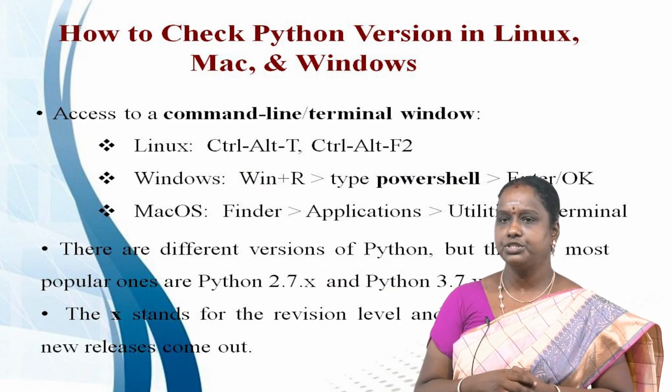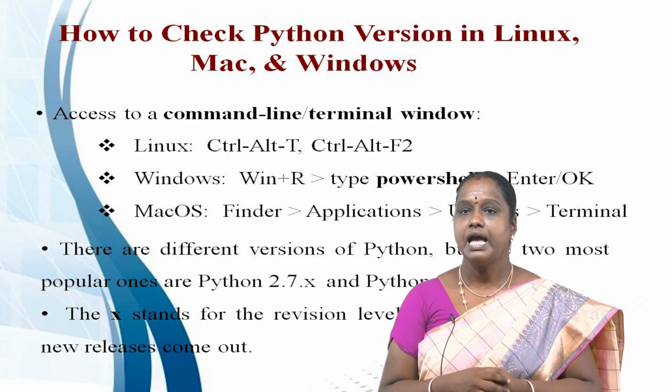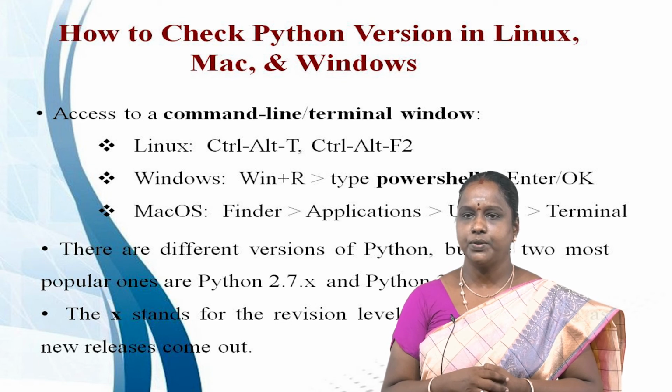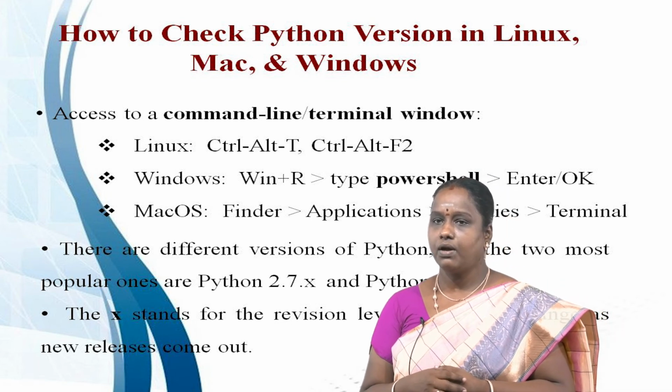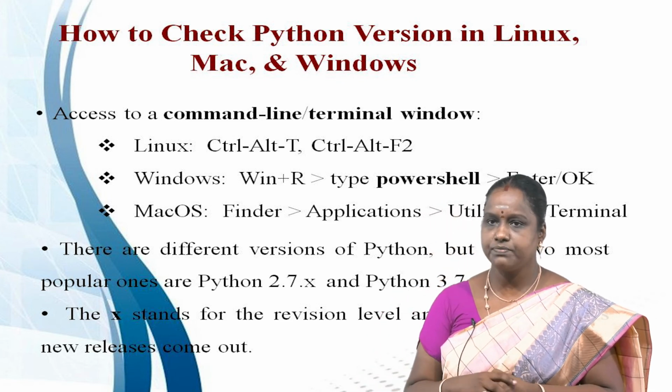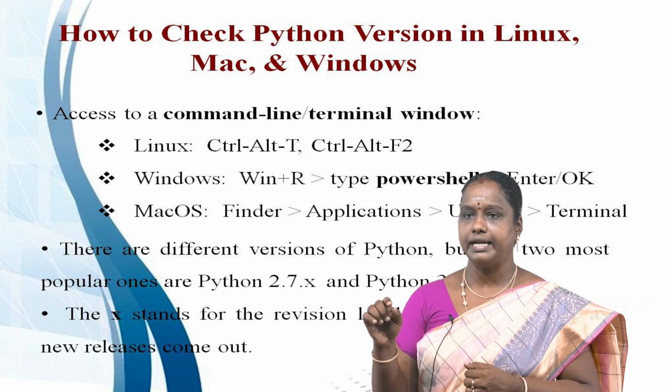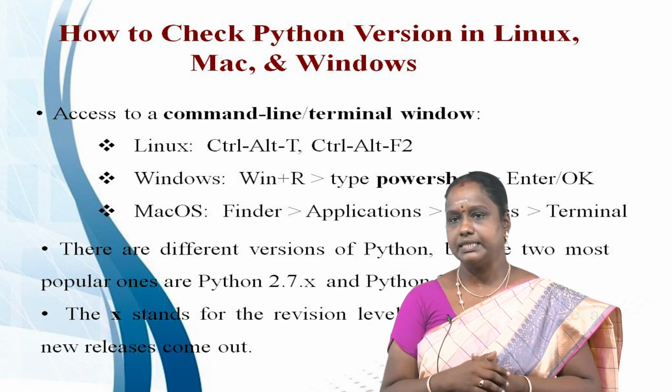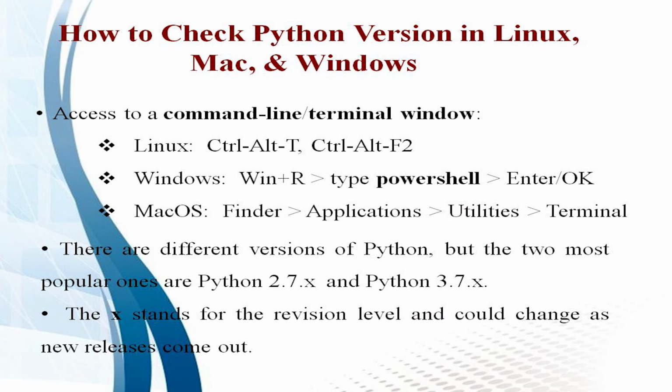How to check the Python version in Linux, Mac and Windows? Access a command line terminal window. In Linux, press Ctrl-Alt-T, otherwise Ctrl-Alt-F2. For Windows, press the Windows key or type PowerShell and press enter. On Mac OS, go to Finder, Applications, Utilities, Terminal. There are different versions of Python, but the two most popular ones are Python 2.7.x and Python 3.7.x. Here x stands for the revision level and could change as new releases come out.